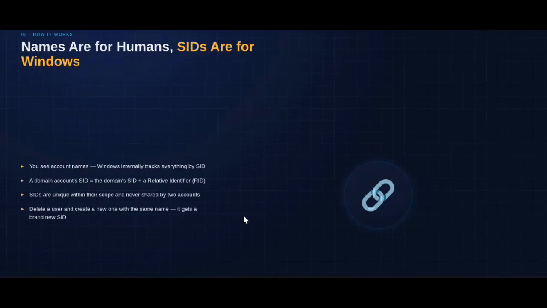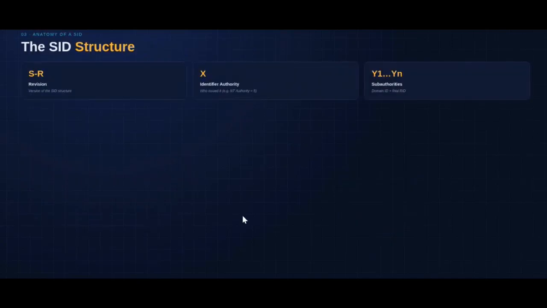Let's go back to our Rahul Sharma example. Suppose you delete Rahul's account today. Tomorrow you create another account with exactly the same name. Even though the name looks identical, Windows sees it as a completely different person, because the new account receives a brand new SID. That's why old permissions don't automatically come back.